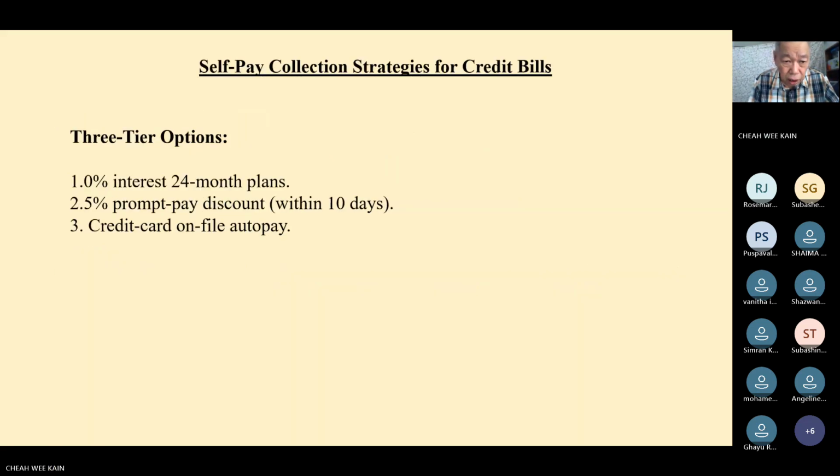Self pay. Sometimes you give credit, one 0.1% interest, a 24 months plan, 2.5% interest, a prompt payment discount. Three, sometimes you have a credit card on file for auto pay. Okay, these are the self-pay collection strategies to encourage people to pay.